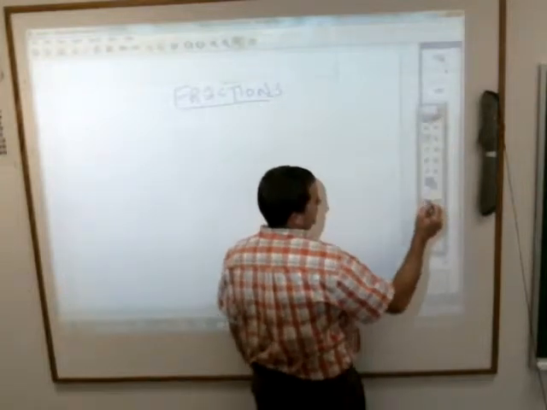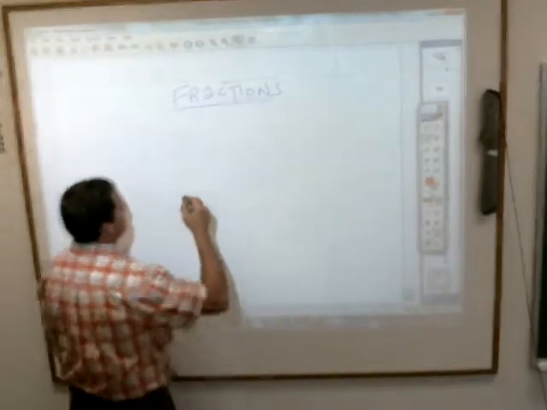This is called under fractions, recognizing halves.